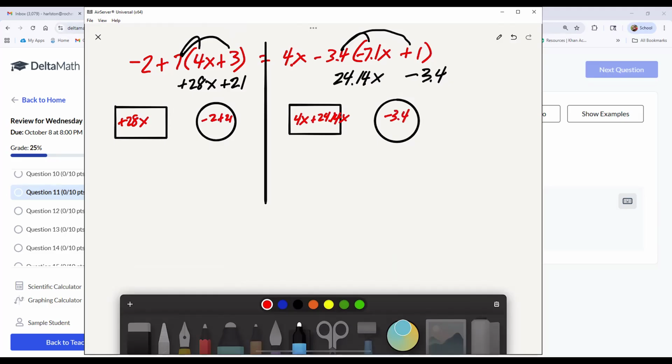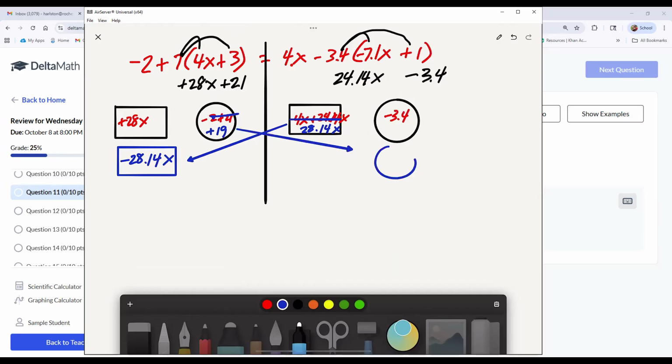Now, I'm just going to combine the terms that I need to combine. So a negative 2 plus 21 is going to be a positive 19. And then 24.14 plus 4 is going to be 28.14, right? Now that I've combined the terms, I'm just going to move the boxes with the boxes and the circles with the circles. So this box is going to come here, and it was a positive 28.14, so now it's going to be a negative 28.14x. And then this plus 19, when I move it over here with the other circle, it's just going to become a negative 19.